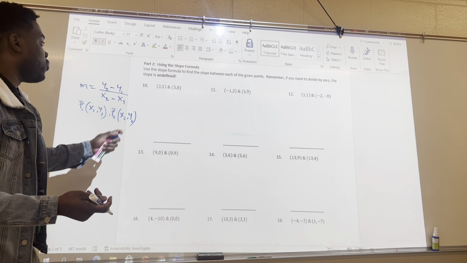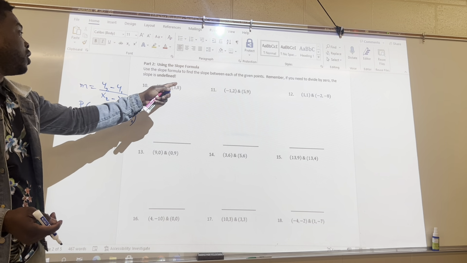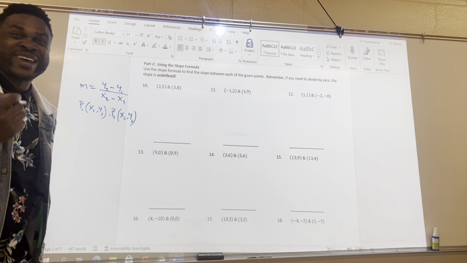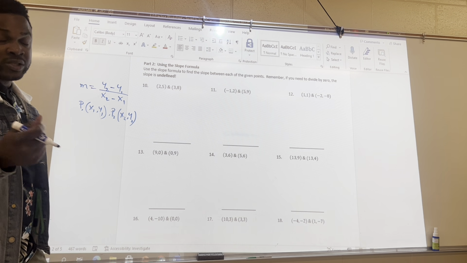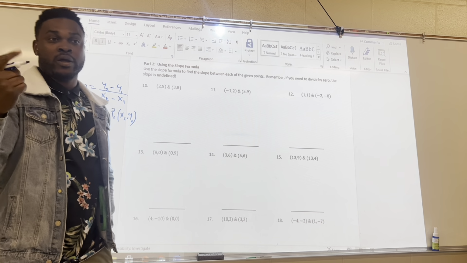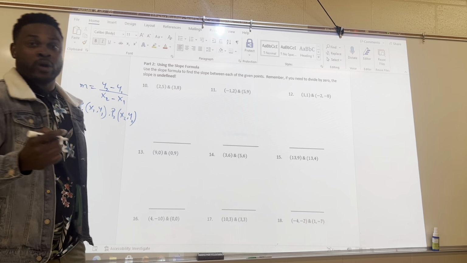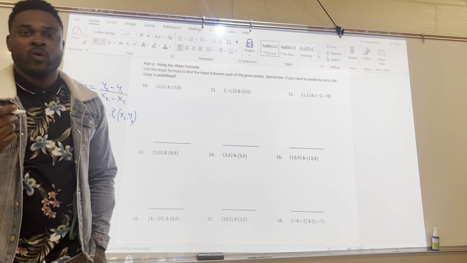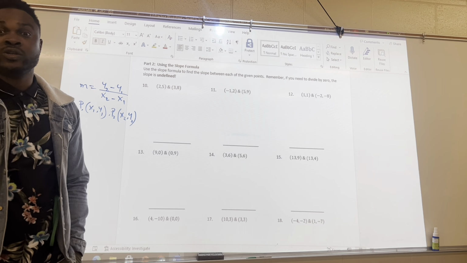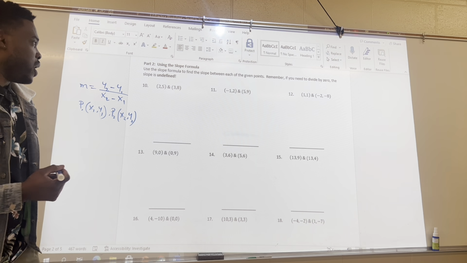So we need to locate those points. You are given 2 points here, which we can call P1 and P2. First, we need to locate x1 and y1, x2 and y2. Your first point will always be your x1 and y1, and your second point will always be your x2 and y2.